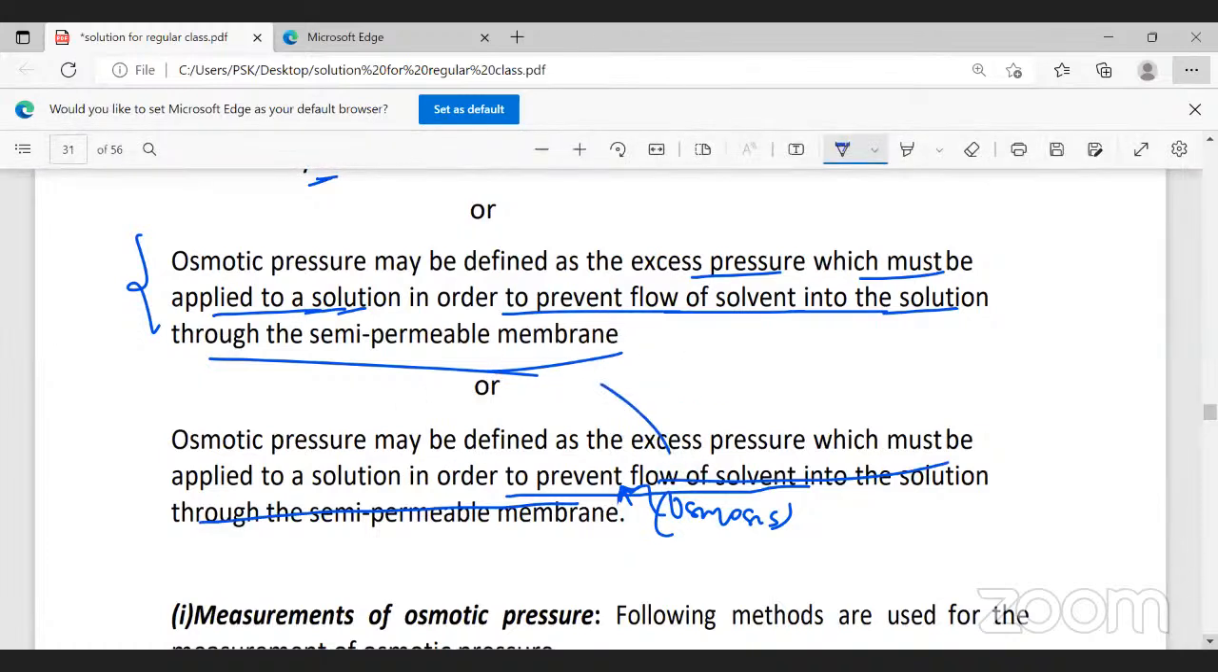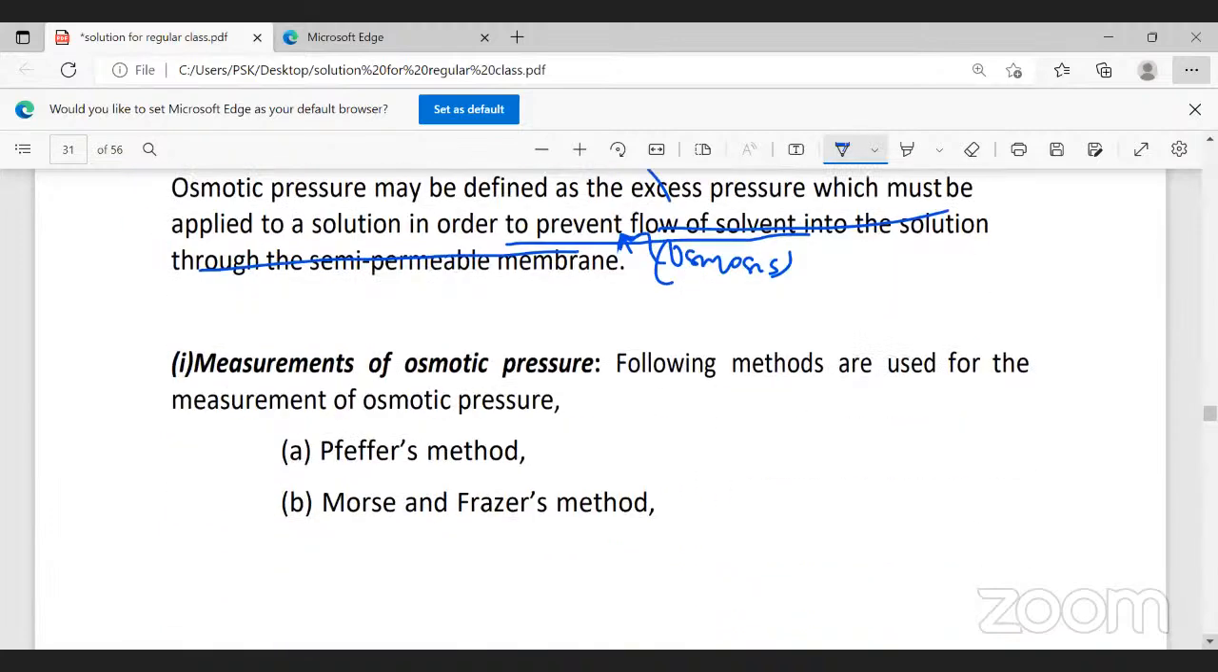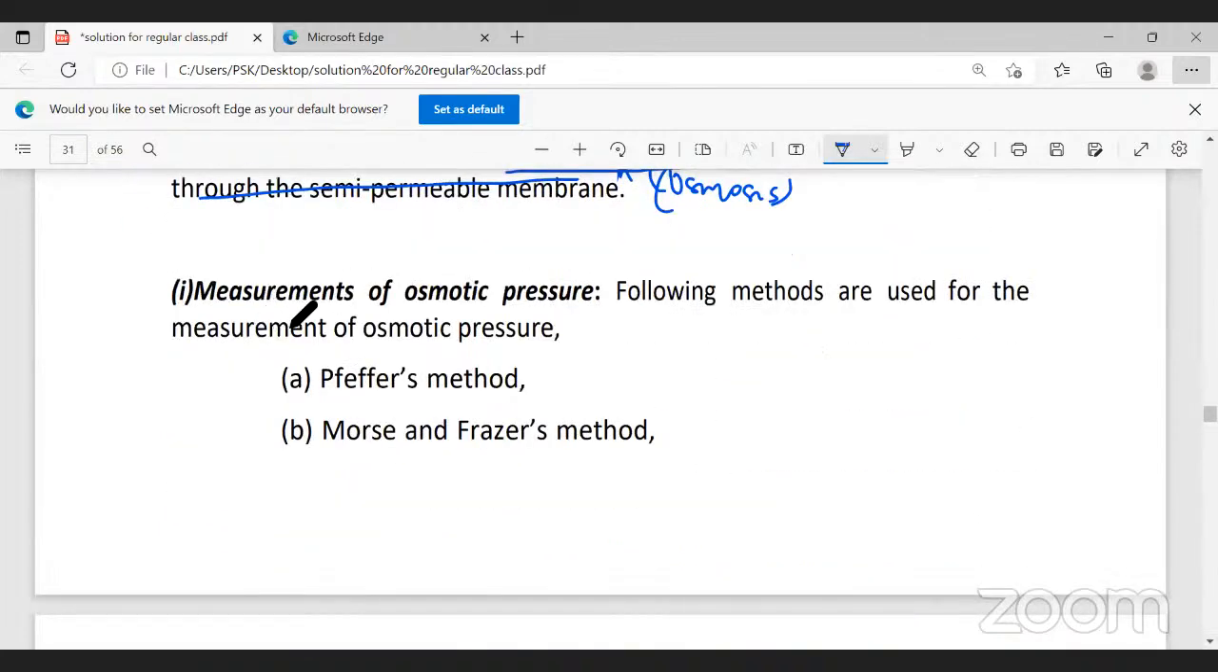What are the methods of measuring osmotic pressure? Measurements of osmotic pressure. The following methods are used for the measurement of osmotic pressure, which you do not have in your syllabus for 12th standard. Only for the competitive exam, you can just remember the names.